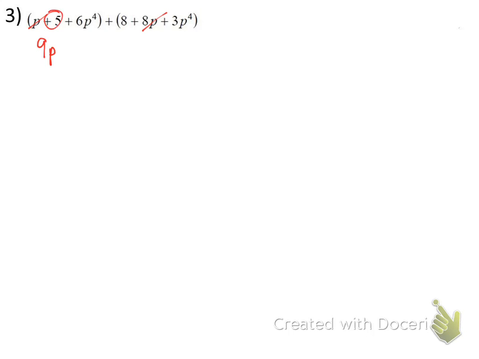Next is 5. What do I combine 5 with? 8. Good. 5 plus 8 is? 13. So it's positive 13. Cross these two out. Next one. 6P to the 4th plus 3P to the 4th is? 9P to the 4th. Okay. What is the biggest exponent here? Good. So rewrite it. You're going to go 9P to the 4th power plus 9P plus 13. That's it. Make sense? So I think you can take it from here, and that concludes this lesson.